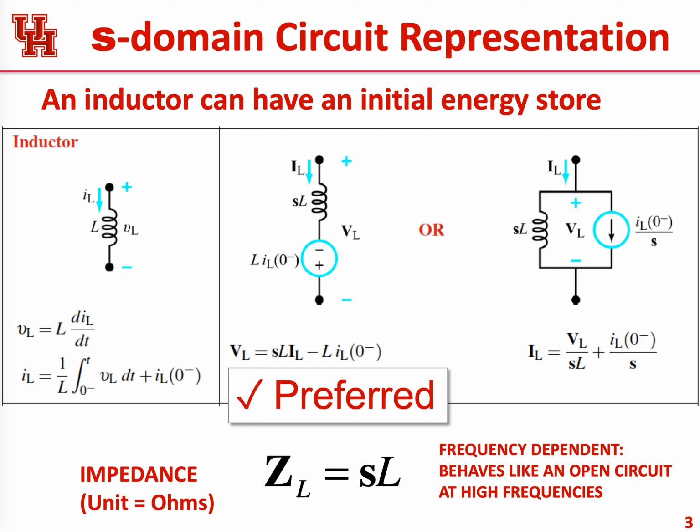we can see that sL is the quantity that's analogous to the resistance. We call this the impedance for an inductor, and we denote that Z_L. So Z_L is equal to sL. Now, unlike the resistance, Z_L is frequency dependent. And of course L is considered to be a constant. So once we have an inductor, we're assuming that it just stays wired.